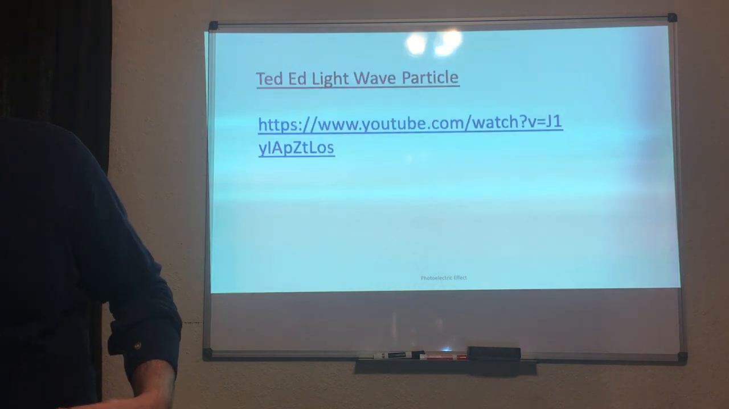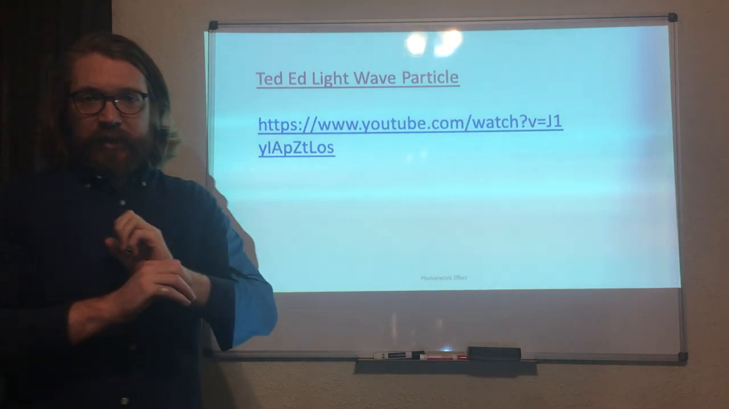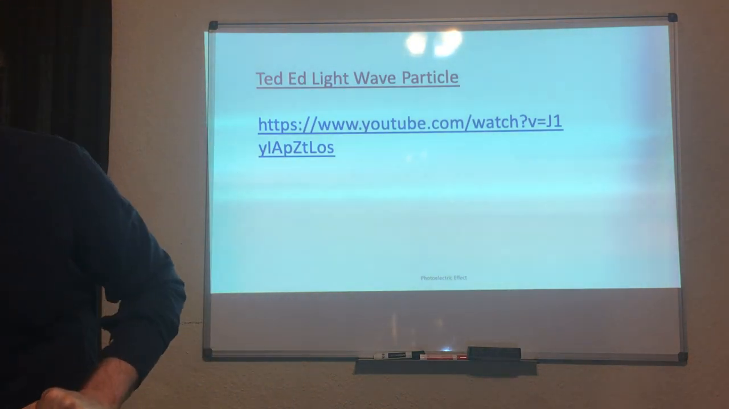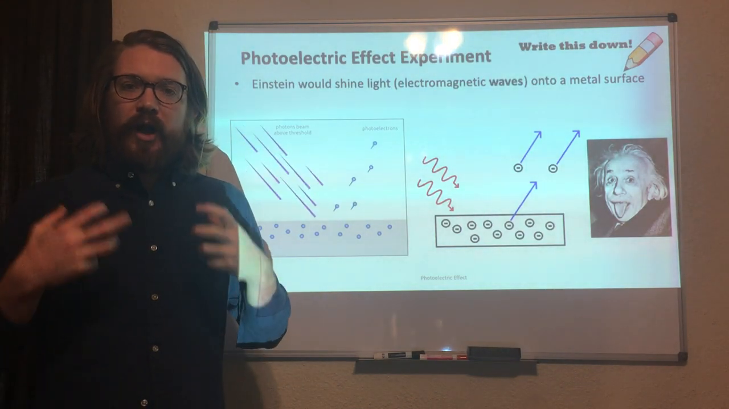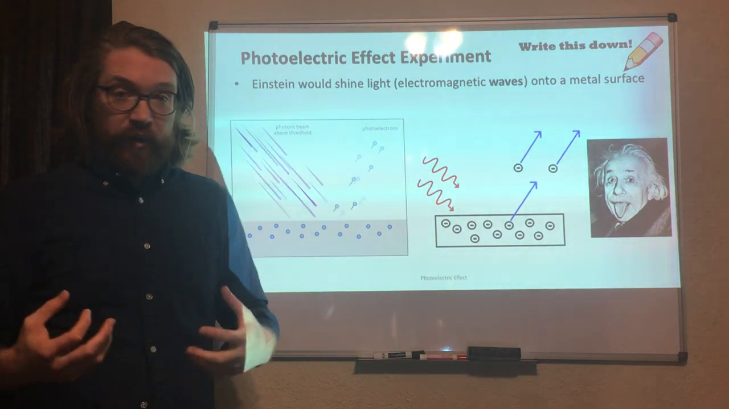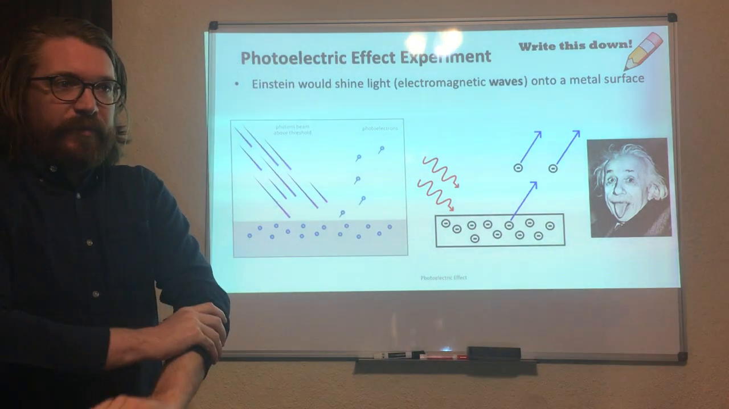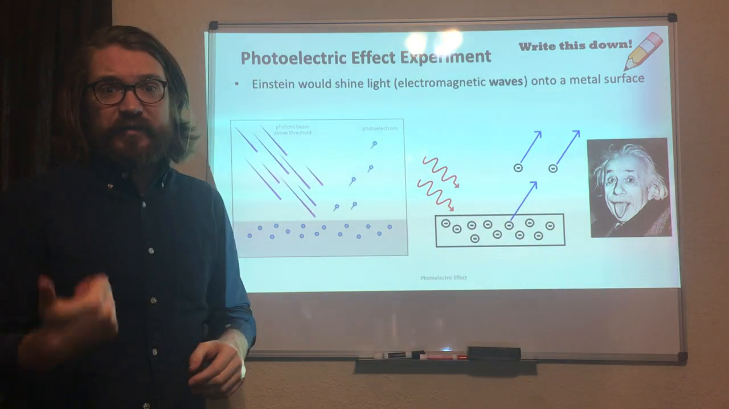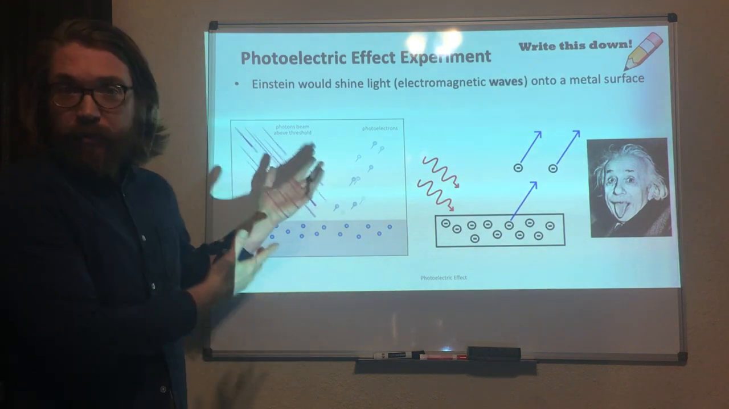All right, if you want to watch a YouTube video about this, I've included that right here. This explains it in great detail, but I'm going to try to do the best that I can right now. All right, so in order to understand this, we are going to talk about the photoelectric effect. The photoelectric effect was the brainchild of a certain man with crazy hair, who likes to stick his tongue out. You may have heard of this. If you don't know, this is Albert Einstein. And the first Nobel Prize that Einstein won was not for his theory of relativity, it was for the photoelectric effect.